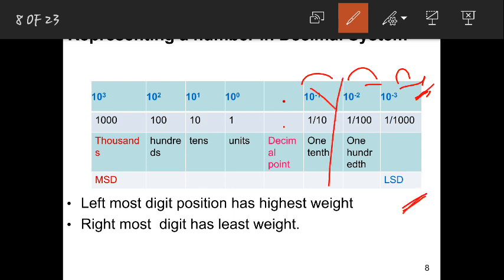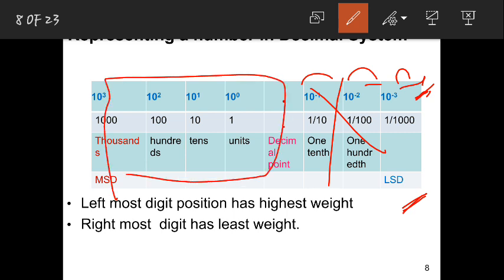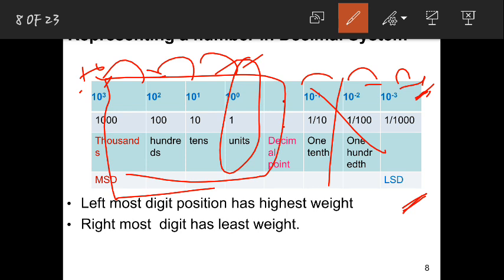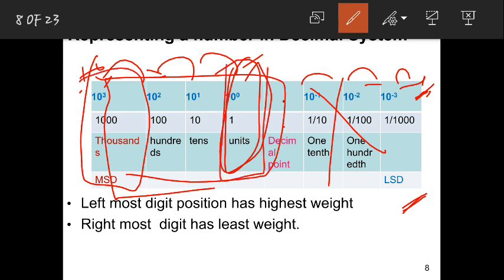Even if you do not take a fraction, if you take only an integer value, then even in this, if you have the units place and keep on moving towards your left side, it keeps on increasing by 10 times. That means this will be the least one. The leftmost is the highest weight and the rightmost is the least weight.